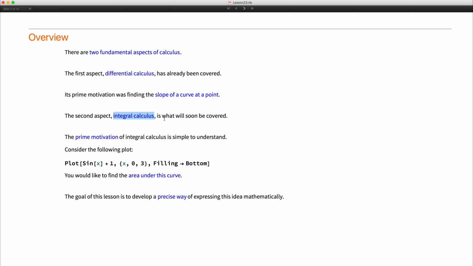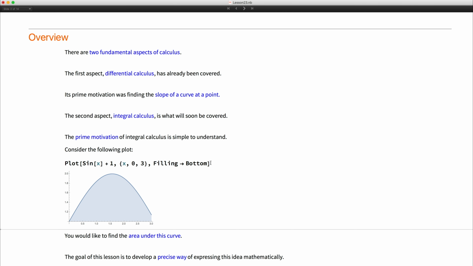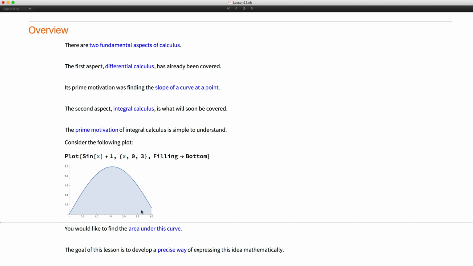Now, the second aspect of calculus is the so-called integral calculus, and that is what we'll cover from now on. The basic motivation for this part of calculus is quite simple. Here's the plot of a function, and the problem is that you'd like to find the area under the curve for the function. So in this lesson, we'll devise a precise way of expressing this notion of area under the curve mathematically.